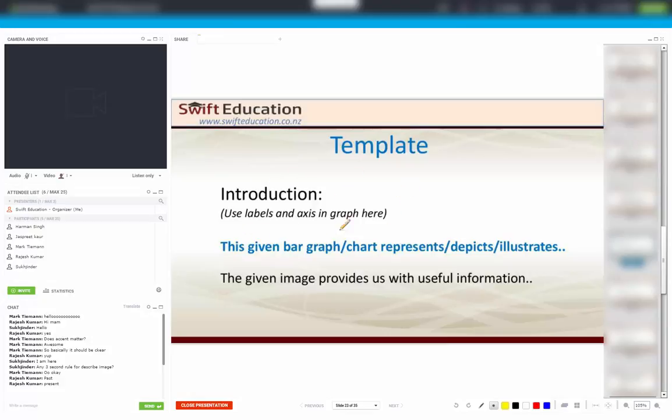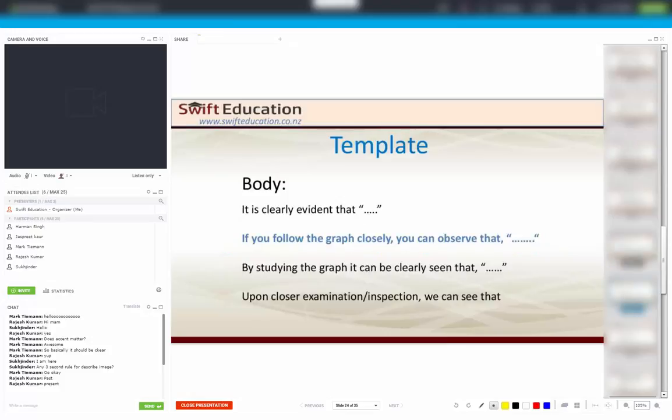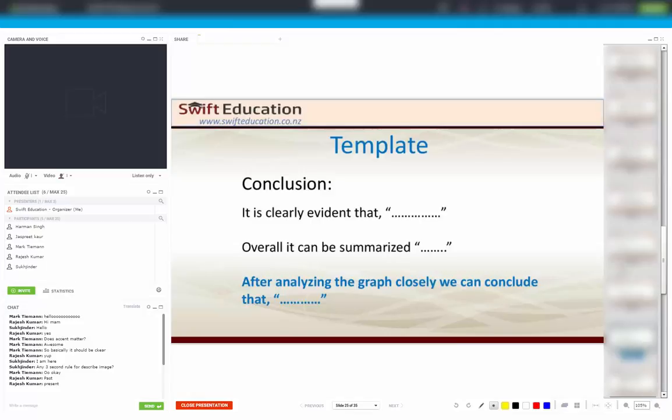You give an introduction: in this bar graph or chart, it represents or depicts or illustrates, the given image provides us with useful information. Then you go into the template of the body, which says it is clearly evident that. If you follow the graph closely, you can observe that. By studying the graph, it can be clearly seen that, or upon closer examination or inspection, we can see that. So these are phrases which you can use because they're grammatically correct. It enhances the way you speak and shows your oral fluency.